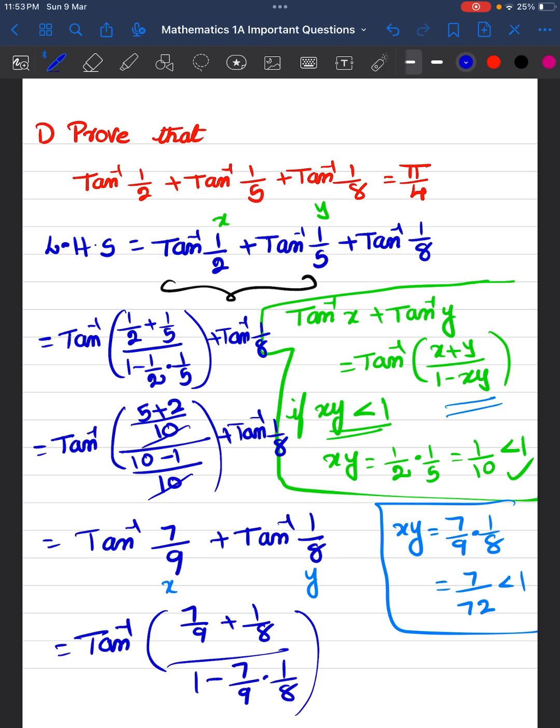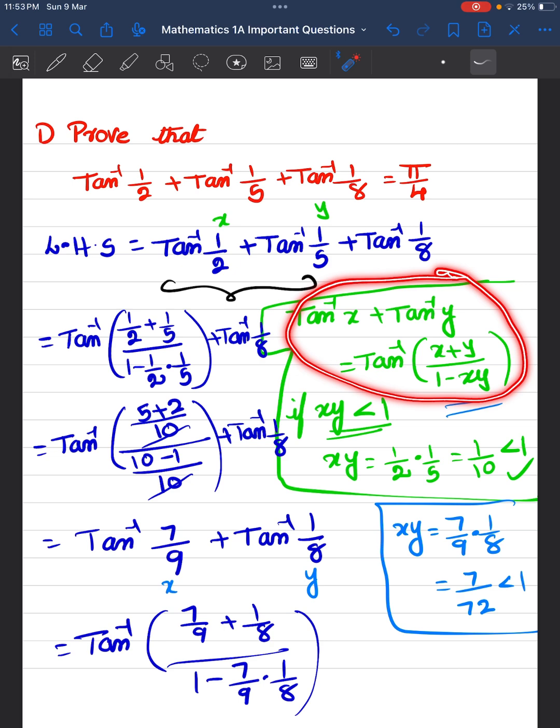So just applying a single formula. What is that formula we are applying here? Tan inverse x plus tan inverse y is equal to tan inverse of (x plus y) by (1 minus xy). We are applying only this formula for solving the total problem.